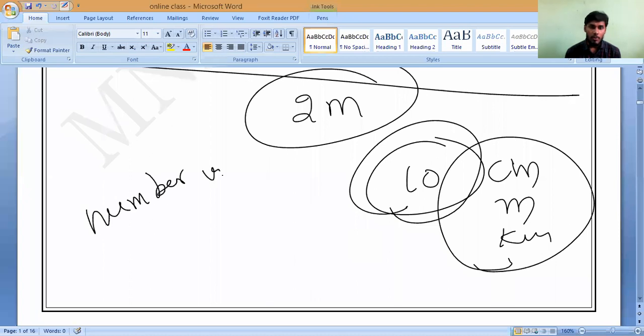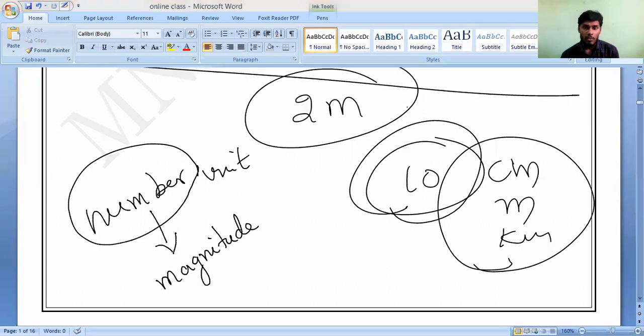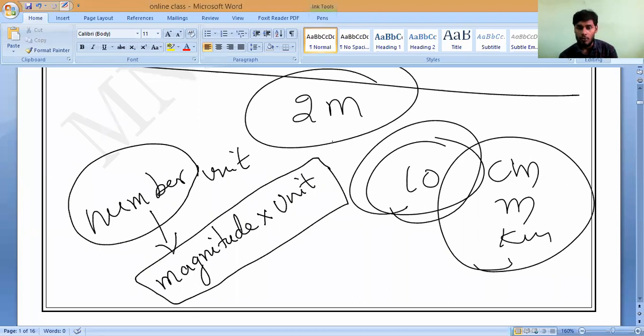Number and unit will be present. So this number, as I taught you in the last class, what did we used to call this number? We used to call it magnitude. All of you should remember. So magnitude into number unit, if we make it, that is what we call the measurement of any kind of quantity.